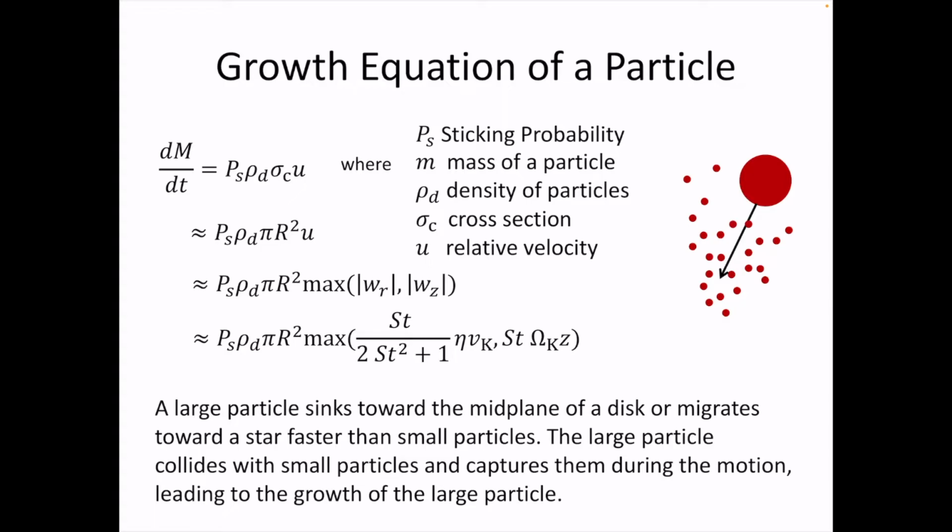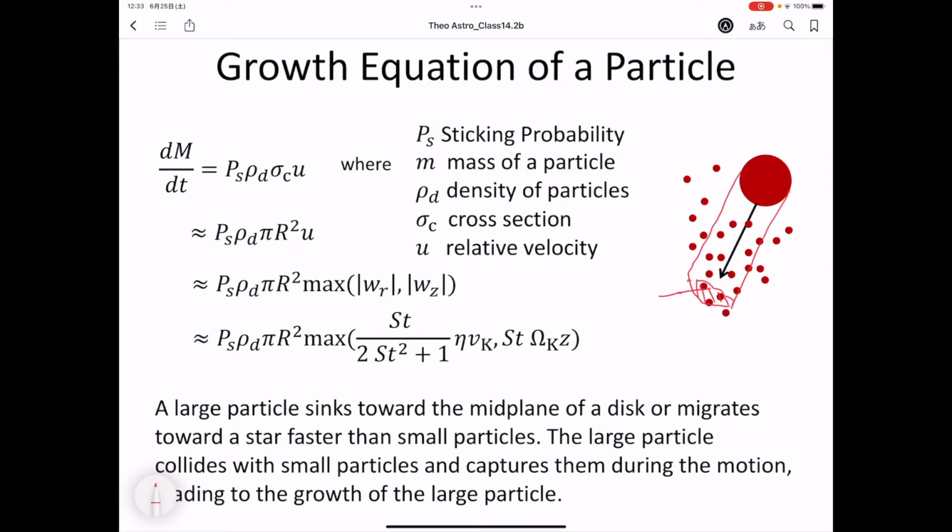The growth equation of particles can be expressed as dm over dt equals p sub s, the sticking probability, times rho sub d times sigma sub c times u. We could consider this big one is moving. Then this area is the cross-section for collision, sigma sub c, and this particle moves a distance of u. So the volume can be calculated as sigma sub c times u. If you multiply by the volume density, you can find the total mass inside the cylinder.